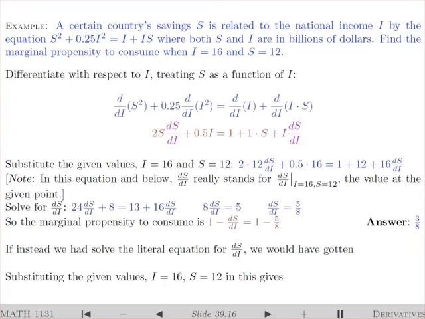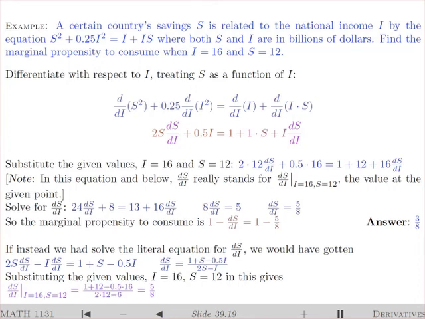Now if I had done it the other way, if I had solved this equation for ds over dI, I will leave the algebra to you. You just bring the ds over dI to the left and then move the 0.5I to the right, and then divide by the coefficient of ds over dI after factoring that out of the left first. Then you get 1 plus S minus 0.5I divided by 2S minus I. And if you substitute 16 for I and 12 for S, you get the same answer, 5/8 for ds over dI.